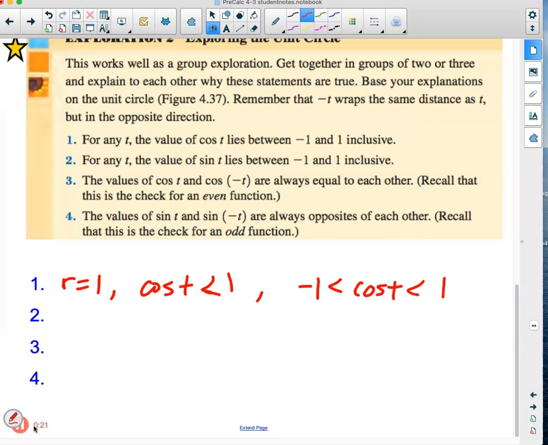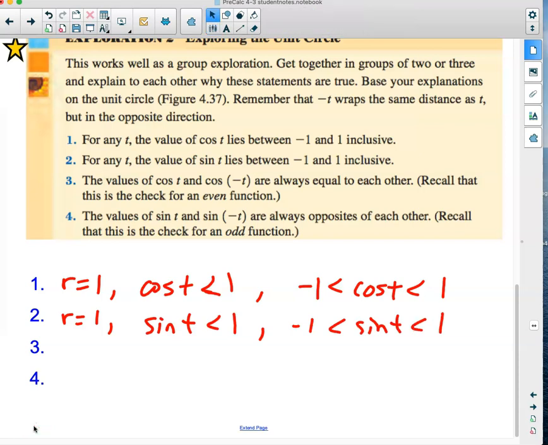And for number 2, same thinking here. For any t, the value of sine of t lies between negative 1 and 1 inclusive, because r is 1, and sine of t is less than 1. Sine of t will be between negative 1 and 1. Now, we'd already talked before about how cosine and sine would always be a number, a fraction, a decimal between 0 and 1, and that's because it's opposite or adjacent divided by hypotenuse. And hypotenuse is always the longest side, so that will always produce a fraction or a decimal between 0 and 1.